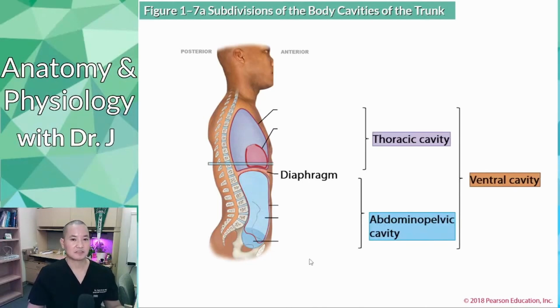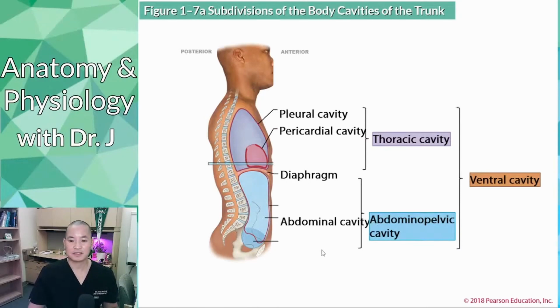Now, these cavities also have smaller cavities contained within them. You can't really see the pleural cavity very well in this picture. Go to the previous OpenStax picture for a better view of that. But you also have the pericardial cavity within the thoracic cavity. Now with the abdominal pelvic cavity, you also have the abdominal cavity and the pelvic cavity. So you can have smaller cavities within another cavity within a bigger cavity. Again, I like to think of cavities not as hollow areas full of air, but in anatomy as spaces.